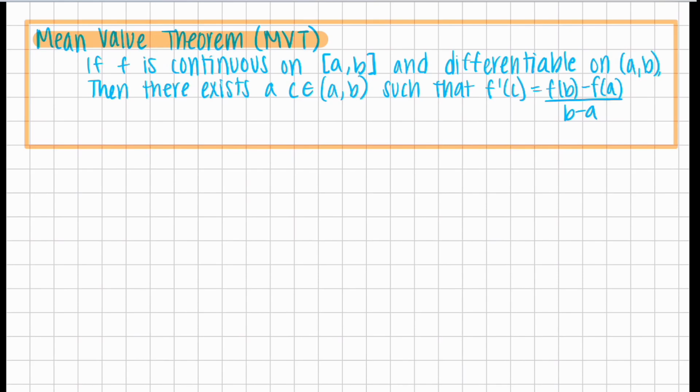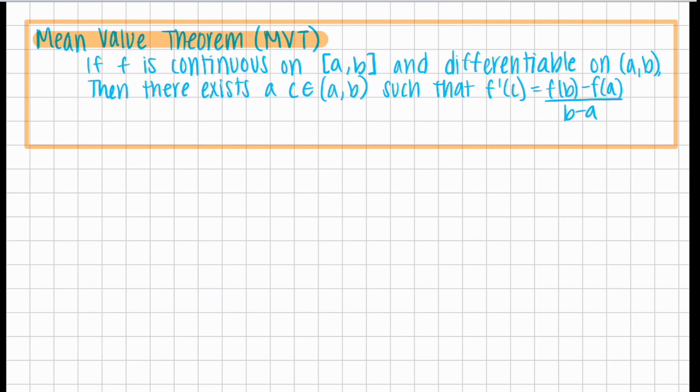Hi everybody, we are going to be talking about the mean value theorem, and we're going to do an example that has you use the mean value theorem. So the mean value theorem says if f is continuous on the closed interval [a, b] and differentiable on the open interval (a, b), then there exists some c on that open interval such that the derivative equals the slope of the secant between a and b.